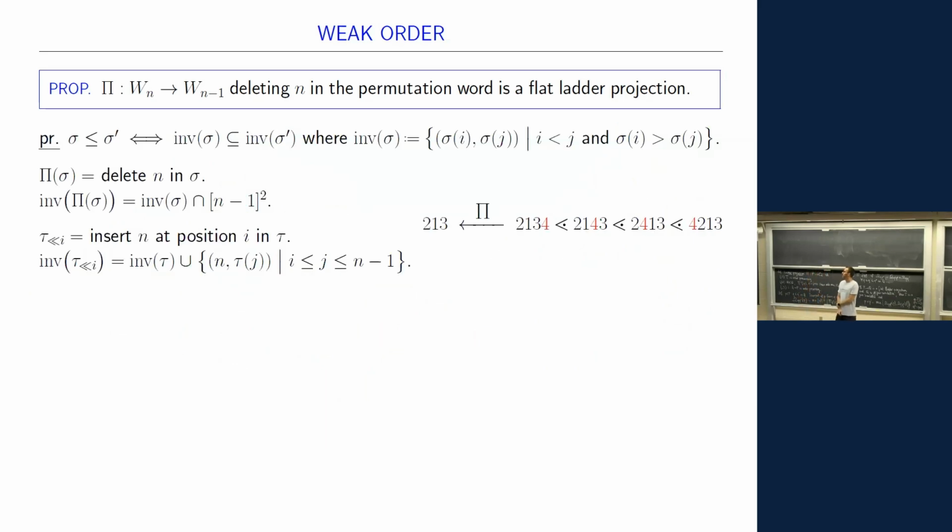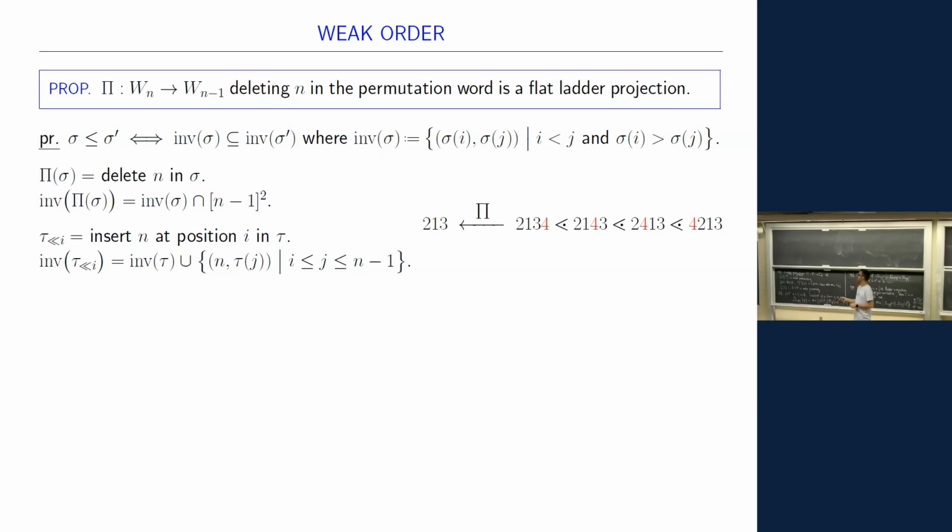Okay, so I want to show you at least one proof that something is a flat ladder projection. So let's try to prove that erasing the number n in the permutation is a ladder projection and it's flat. We said the weak order is inclusion of inversion sets. The projection is the deletion of n in sigma. In particular, you can just compute the inversion set of the projection in terms of the inversion set of sigma. And conversely, if I have a permutation tau, then the fiber will be, well, you just choose where you insert n in your permutation.